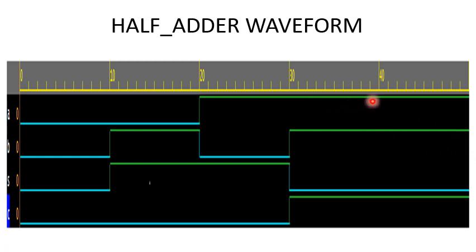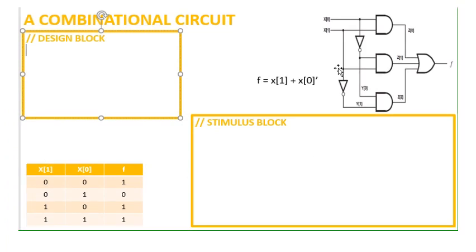So the final value will be continuing to be displayed until the run length. This is an example of a combinational circuit which I have already seen in the online class. After writing the expressions realizing from this logic diagram and minimizing the same, you will get the expression f equal to x of 1 plus x of 0 bar.